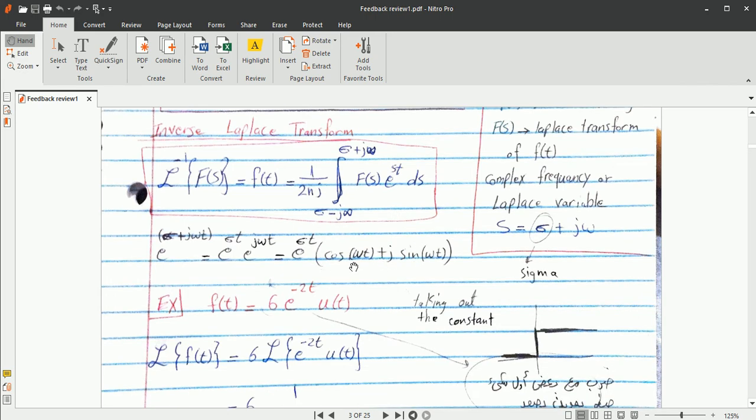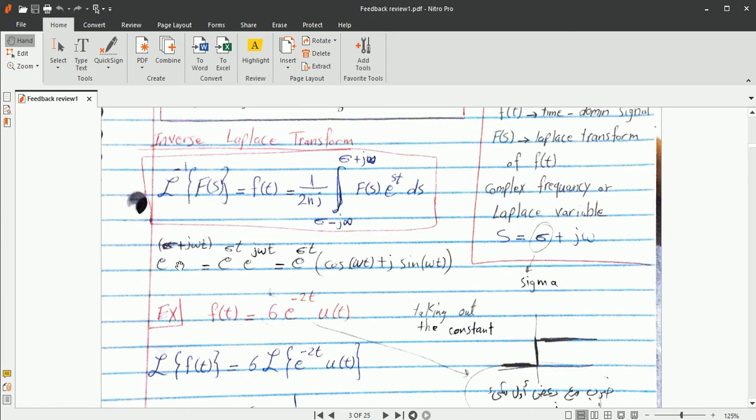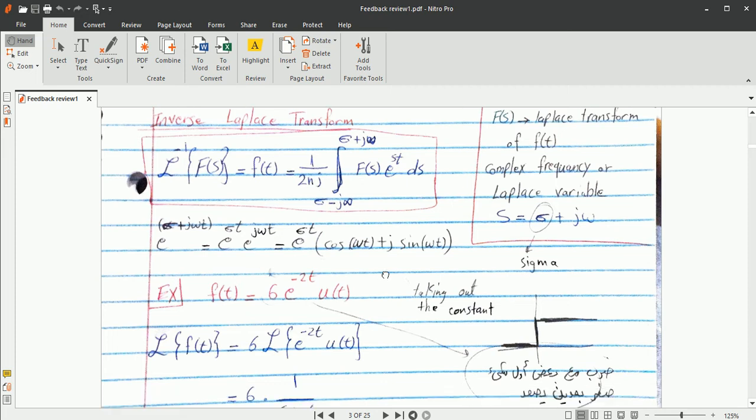Okay, so e raised to the power cos of omega t plus j sine of omega t, where does it come from? This is the derivation of e raised to power j omega t. This is Euler's theorem. It is the basic representation of any complex number. So you don't need to derive it, you just need to accept that it is like this.